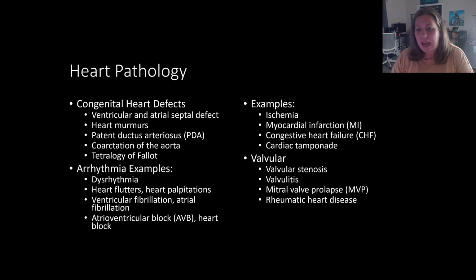Now, these different types are going to be things like heart flutters. Heart flutters are rapid contractions of either the atria or the ventricles. This can cause your heart to have what we call palpitations. These could be due to your heart racing. It could be where you feel like it skips a beat. This can happen due to just normal stress or emotional responses.